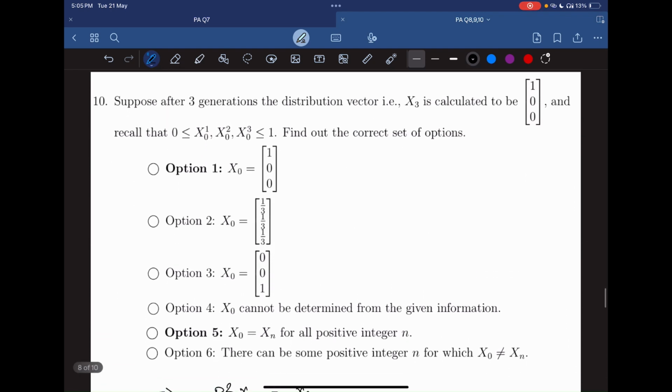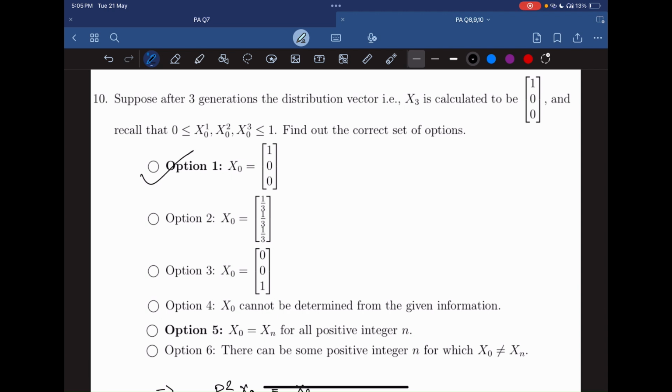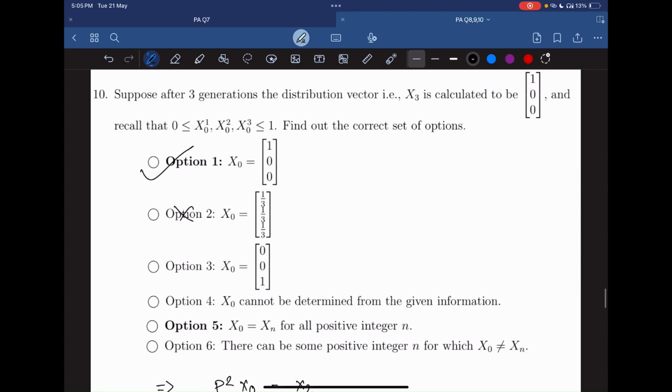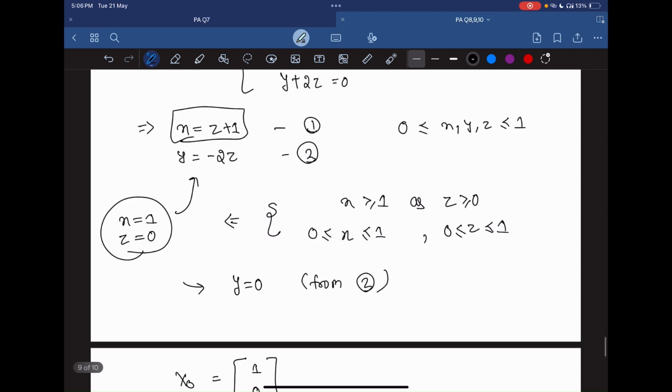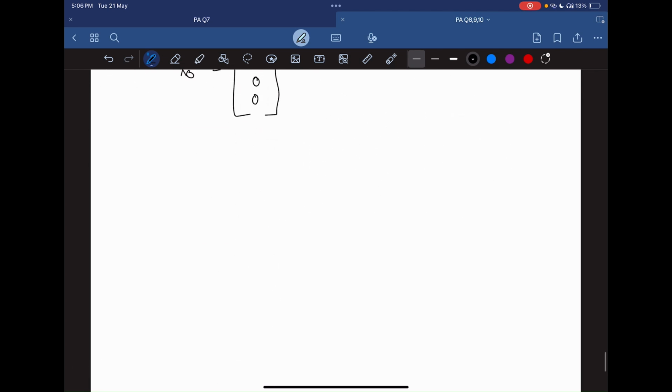So let's check the options. The initial distribution vector x naught is (1, 0, 0). So option 2 is wrong. Option 3 is also wrong. And option 4 is also wrong, as x naught can be determined from the given function. Now option 5 and option 6 are about x naught equal to xn for all positive integers n, or there being some positive integer n for which x naught is not equal to xn. So we have found x naught.